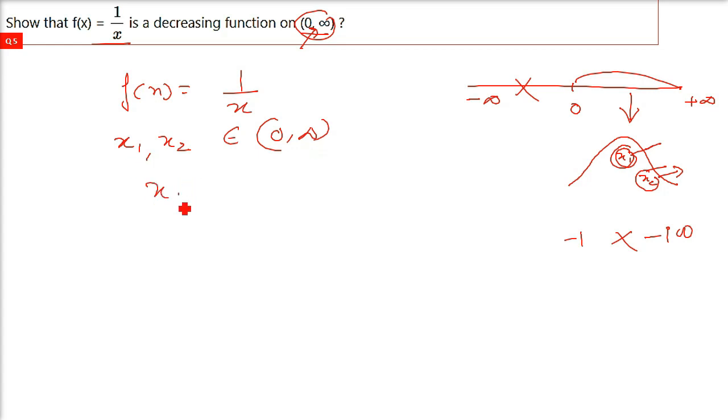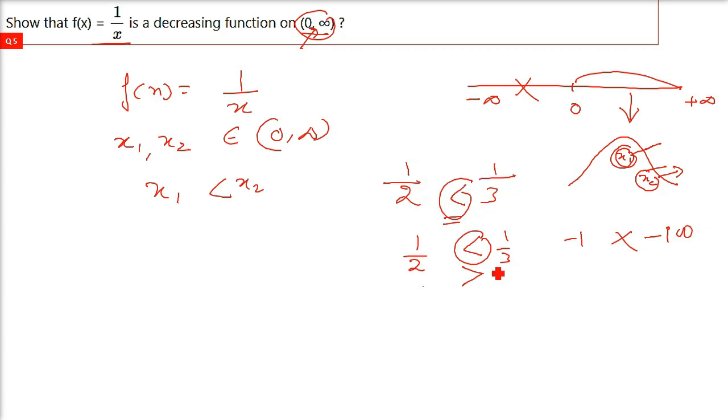Then for this x1 and x2, we are just saying that one number is lower than the other number. x1 is less than x2. 2 is less than 3, for example, just to make you understand. But whenever I do 1 by 2, 1 by 3, or take the reciprocal, the sign will change. The relationship will change. 2 was lower than 3, but 1 by 2 is higher than 1 by 3, because 1 by 2 is 0.5 and 1 by 3 is around 0.33. So the sign or the relationship of less than and greater than will change. So when you take the reciprocal, it is going to be greater than. 1 by x1 will be greater than 1 by x2.